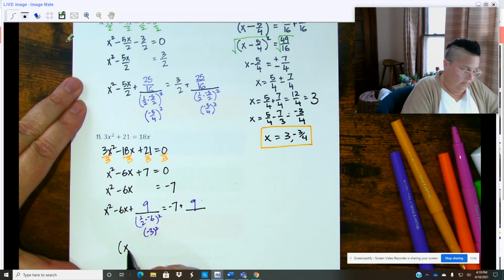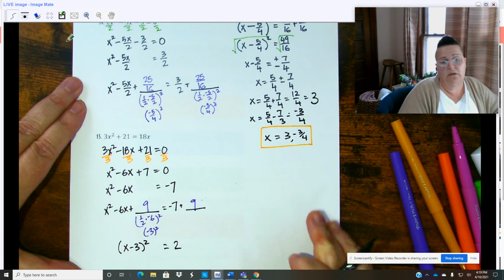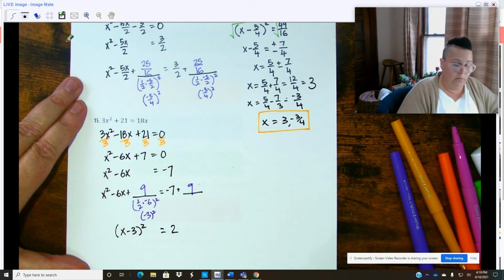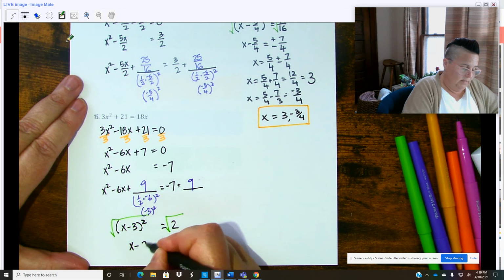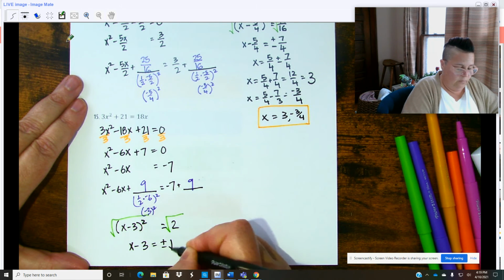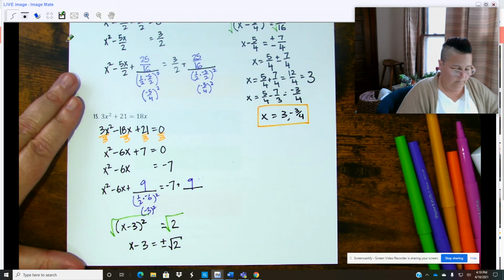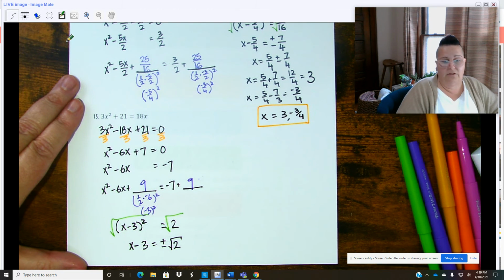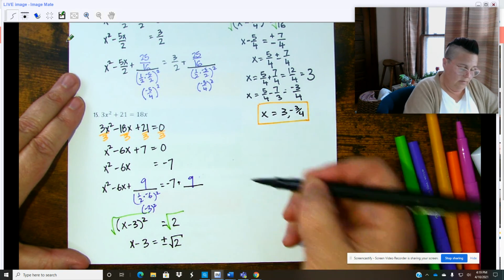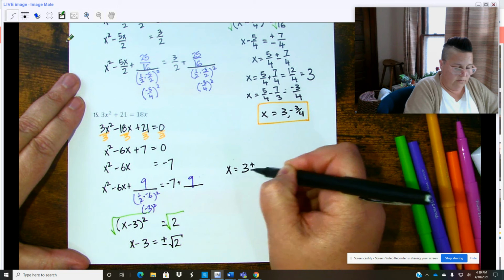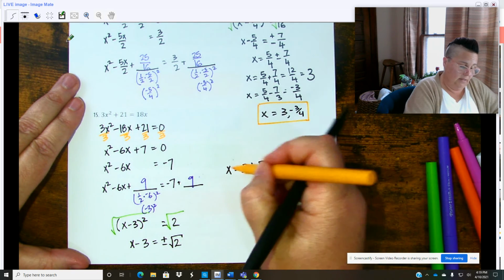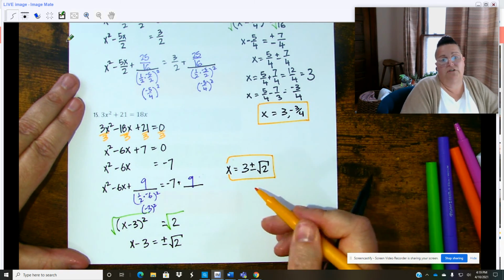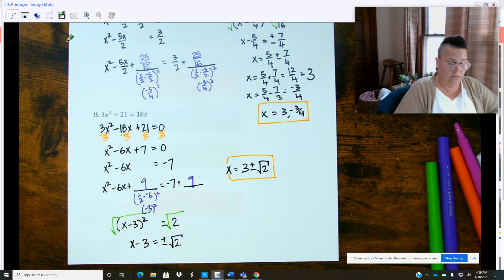This will give me x minus 3 squared on the left side equal to negative 7 plus 9, which is 2, on the right side. Taking the square root of both sides, we will have x minus 3 is equal to positive or negative square root of 2. Now I'm going to add 3 to both sides. So we will have x is equal to 3 plus or minus the square root of 2. That is my exact solutions. I do have 2, as it was x squared. I should have a 2.